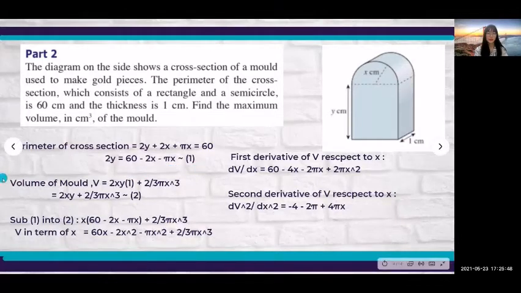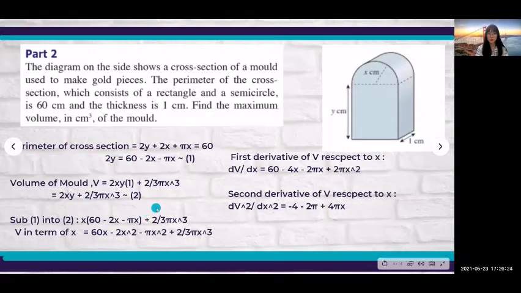So the second step is to form an equation of the volume of the mole. The volume of the mole is formed by a rectangle and a semicircle. The volume of the rectangle is 2xy, plus 2 over 3 pi x cubed. This is the formula for the volume of a semicircle. So we arrange the formula to equal 2xy plus 2 over 3 pi x cubed.